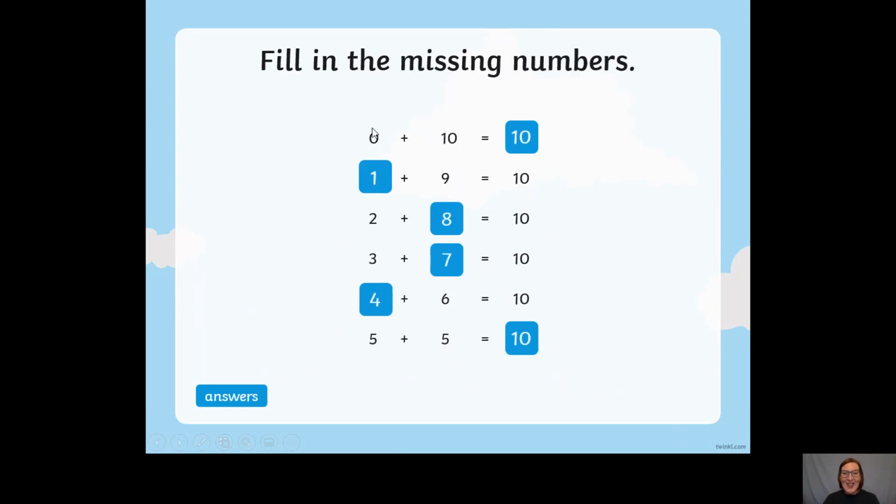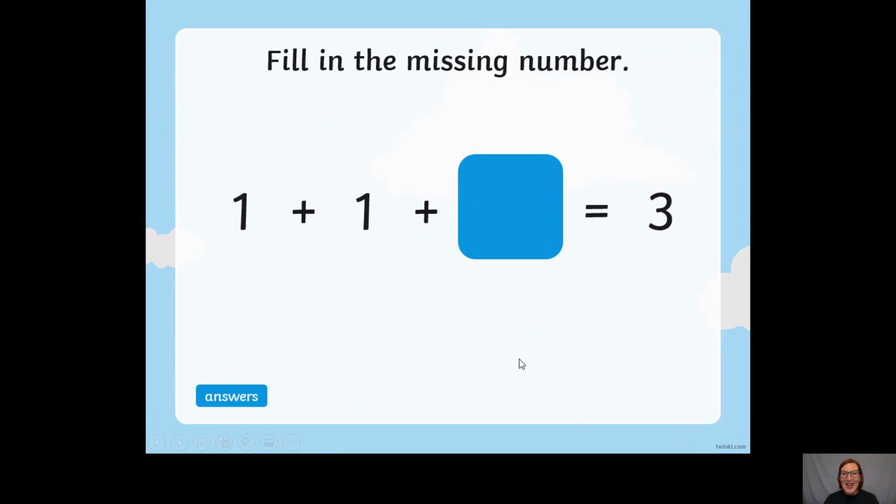Let's go. 0 add 10 equals 10. 1 add 9 is 10. 2 add 8 is 10. 3 add 7 is 10. 4 add 6 is 10. And 5 add 5 is 10. Well done, you did a great job there.